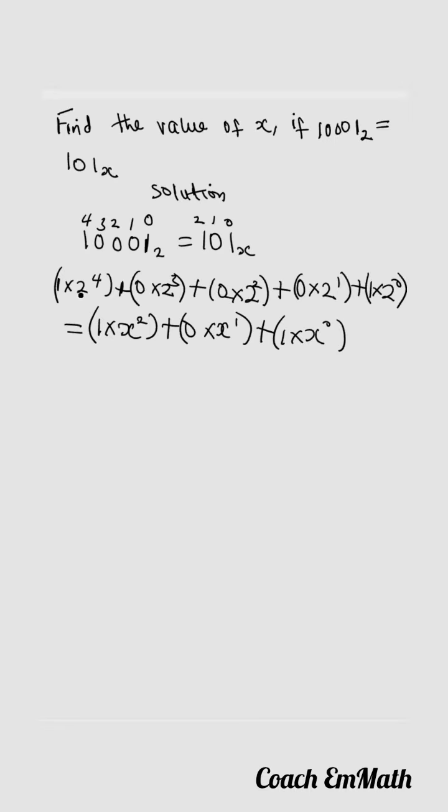I'm having 1 times 2 raised to the power of 4. 2 raised to the power of 4 is 16, okay? So 1 times 2 raised to the power of 4, which is 16, plus 0 times 2 raised to the power 3, which is 8, plus 0 times 2 raised to the power 2, which is 4, and then plus 0 times 2 raised to the power 1, which is 2, and then plus 1 times 2 raised to the power 0. Anything raised to the power of 0 is 1, okay? So that's going to be 1 times 1 at that point.